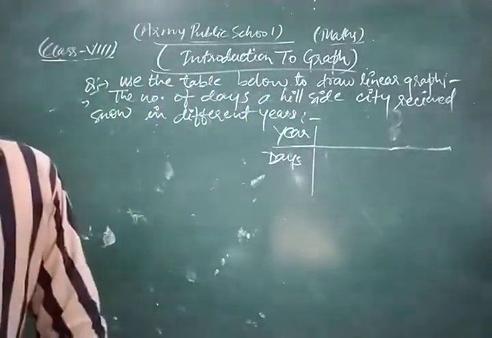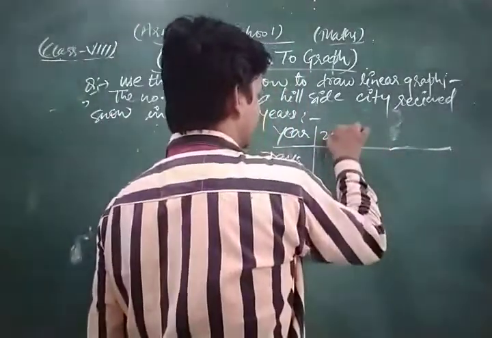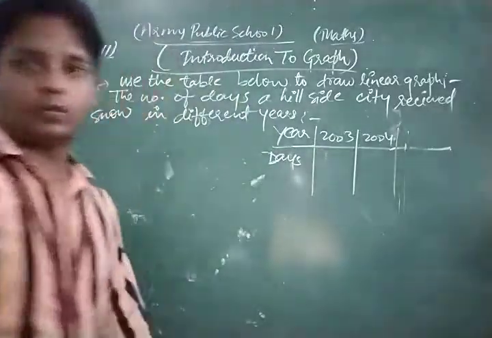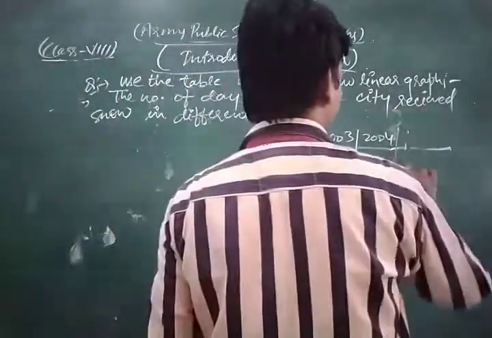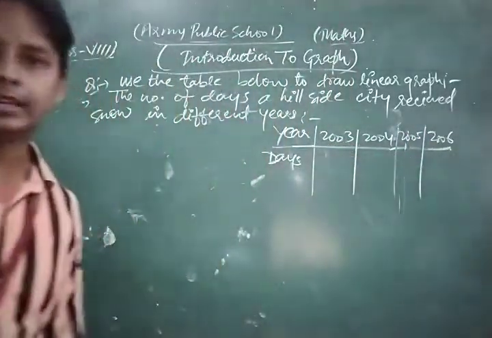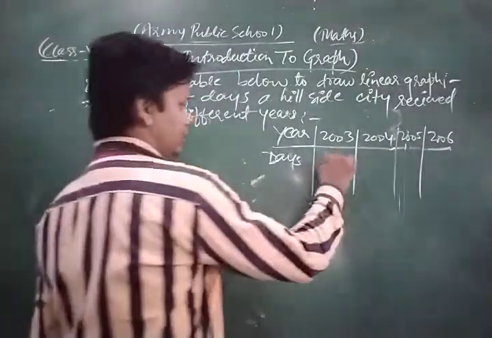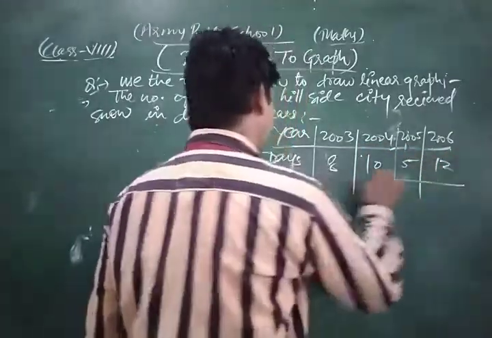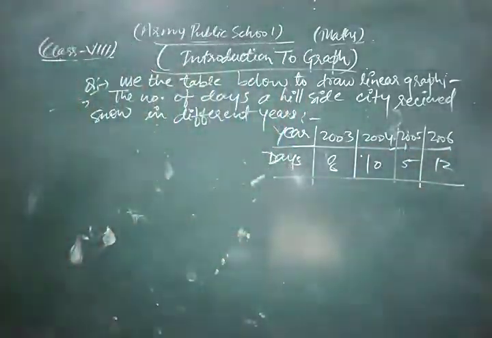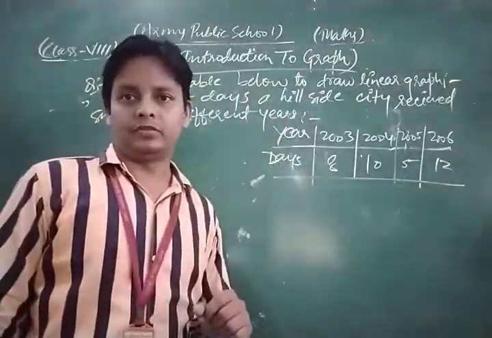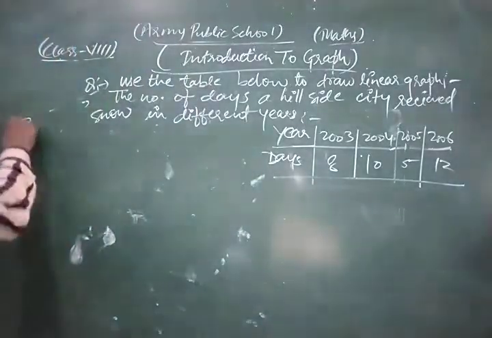Now look: 2003, 2004, 2005 and 2006, and the days are 8, 10, 5, 12. Now with the help of this table we draw the linear graph. Let's see its solution.